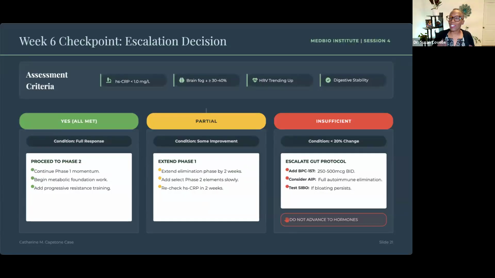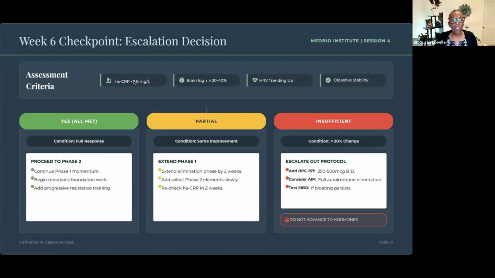So she's on board. She did it all. She's doing really well. We're now at week 6, a month and a half out, and we're looking at where she is. So what does it look like? How do we assess whether or not she's going to move to the next level? Well, the very first thing we want to look at is: yes would be if she meets all of these, partial, and then if she's not at all.